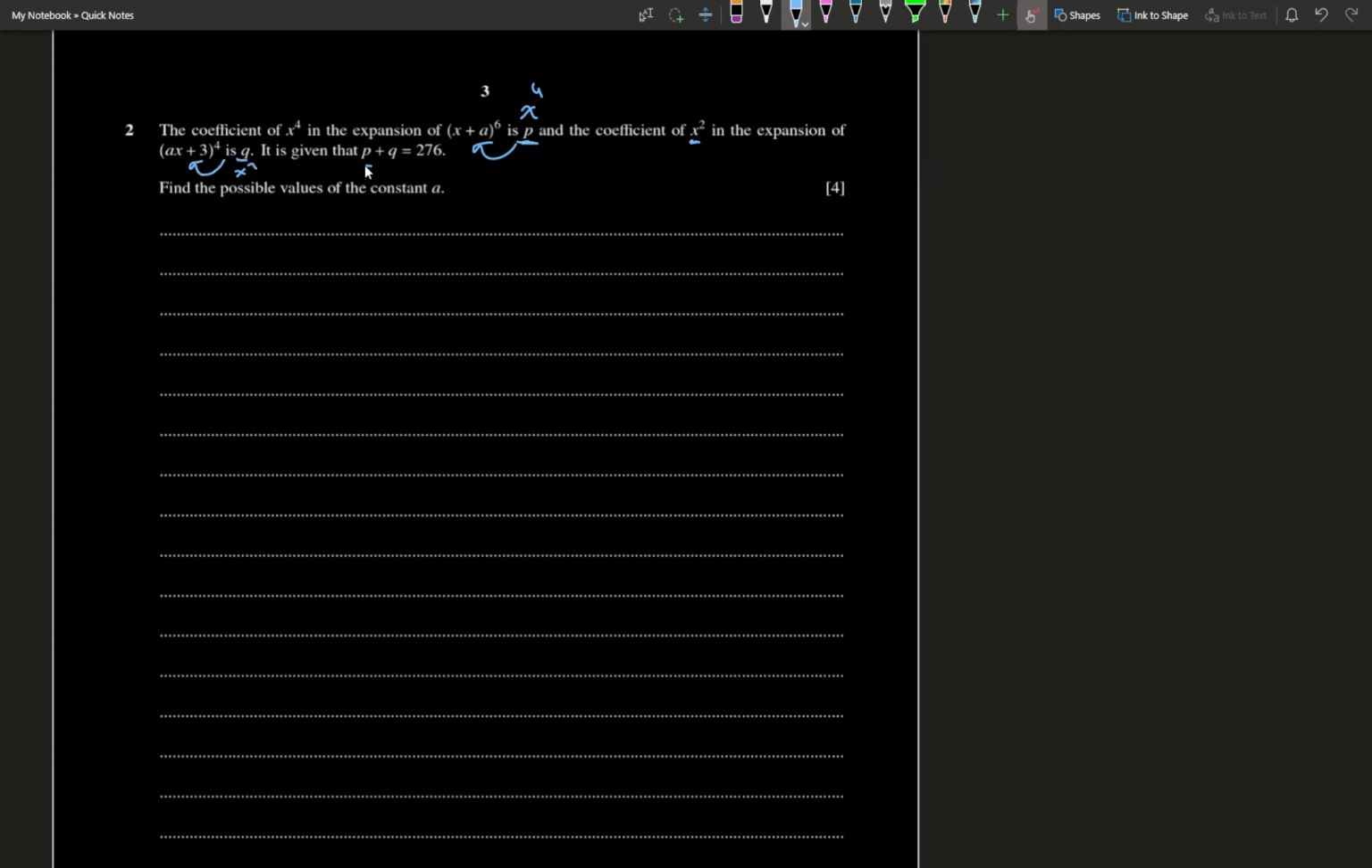It is given that the coefficient of x raised to the power of 4, which is p, plus q, which is the coefficient of x squared, is equal to 276.